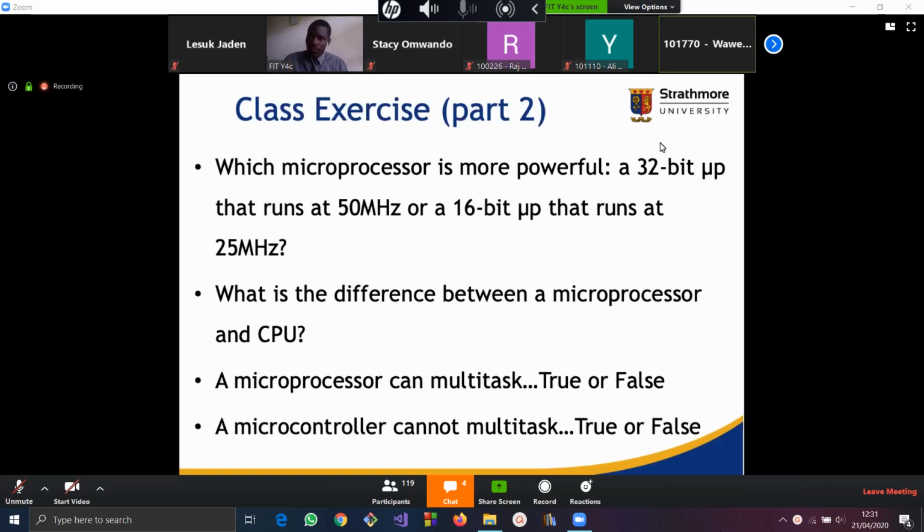I have a question about the previous question. If you had a 32-bit processor that runs at 25 megahertz and a 16-bit processor that runs at 50 megahertz? They will be the same. Yes.